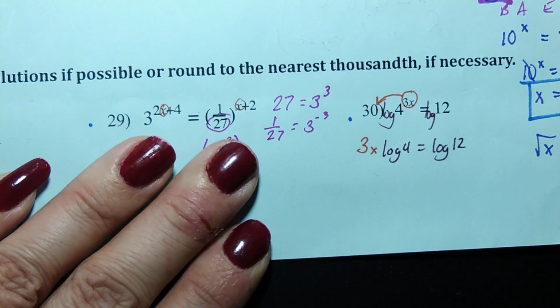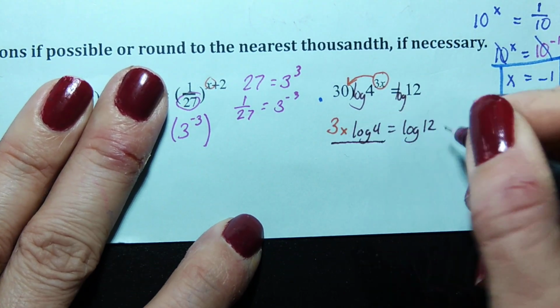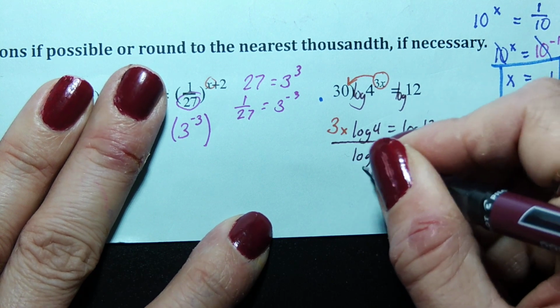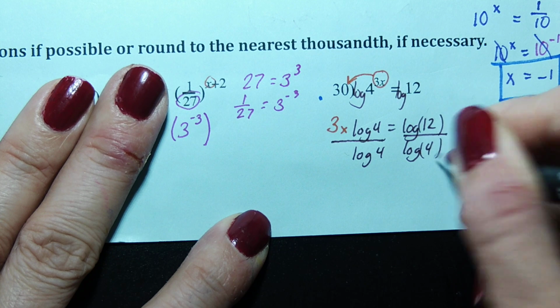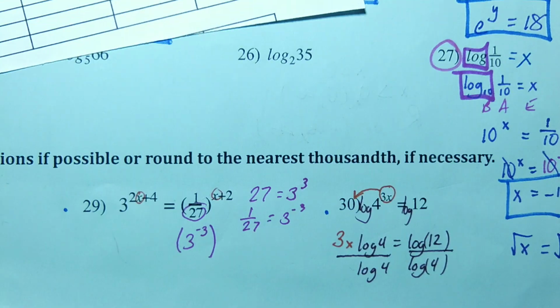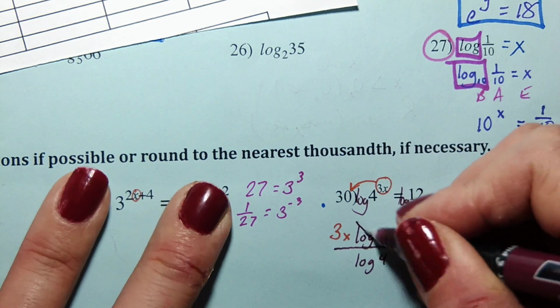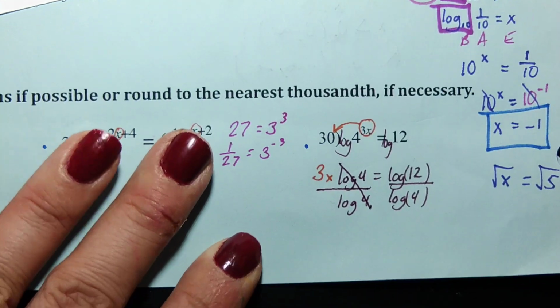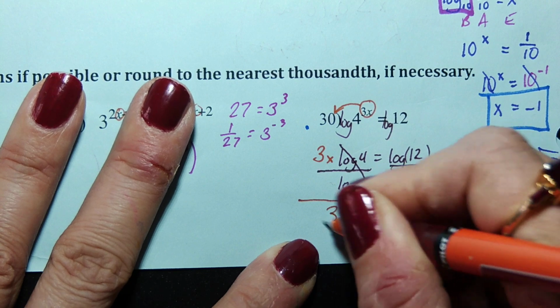So what would I do to isolate x? Divide by log 4. Can I divide 12 by 4 and get log 3? No, do not try to do any simplifying with those logs. We have to type it in the calculator exactly like that. What would be our final step in isolating x? Dividing by 3.